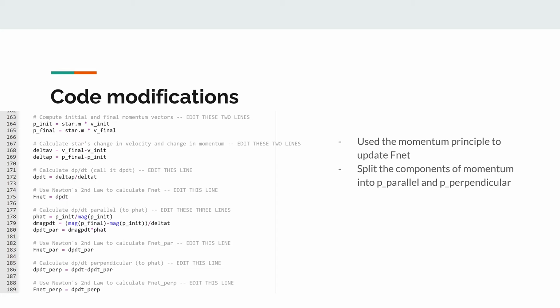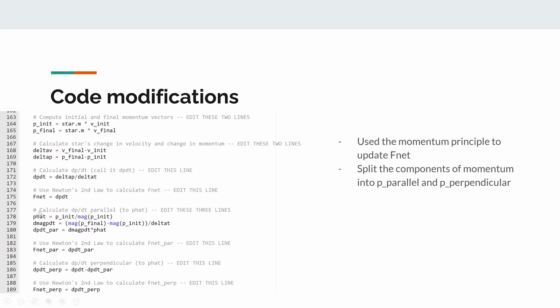So this is the next part of the code I modified. I changed p initial to be star.m times v initial, and then p final to be star.m times v final. And then delta v is just the final velocity minus initial velocity. Delta p is final momentum minus initial momentum. And dp dt is just delta p over delta t. I changed this: F net equals dp dt. This comes from the momentum principle.